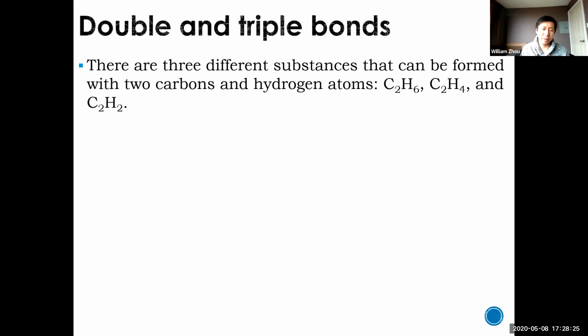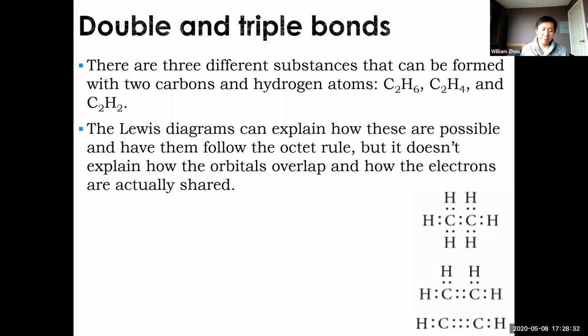Well, if you consider these three structures, C2H6, C2H4, and C2H2, and draw their Lewis diagrams, you're going to get something like that. Don't mind the bond angles; we don't care about them right now. In C2H6, you have all single bonds, every bond with 2 electrons shared. C2H4 has a double bond between the carbons, 4 electrons shared, and C2H2 has a triple bond.